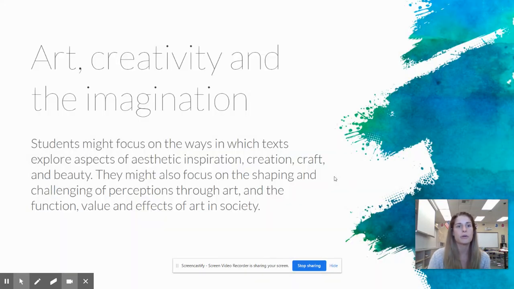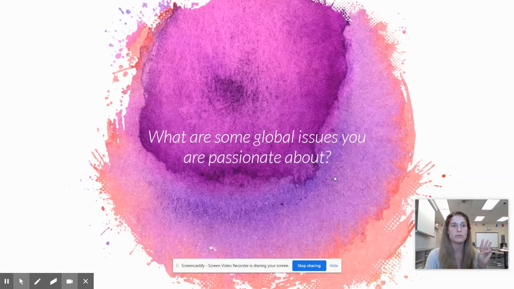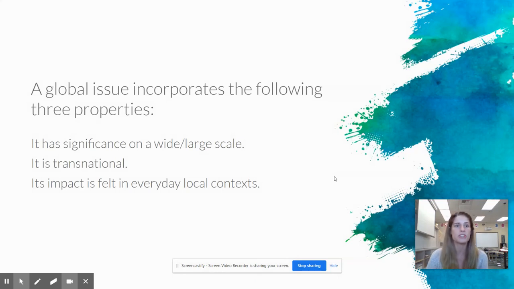When we look at our 3 things that we need to make sure that we do when we look at a global issue, it should be significant on a wide scale. Many people encounter this ethical choice. It should be transnational. People from other countries could be faced with the same ethical dilemma. And its impact should be felt in everyday local context. So just like we see Tim O'Brien wrestling with his choice, whether or not to defect in the draft, we see other people wrestling with choices about whether to be loyal to their country or loyal to their own beliefs. So we'll be exploring more about global issues, but this is just a quick introduction to the global issues that you'll be looking at in class.